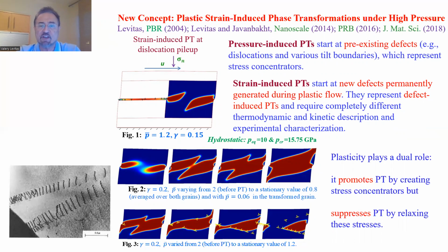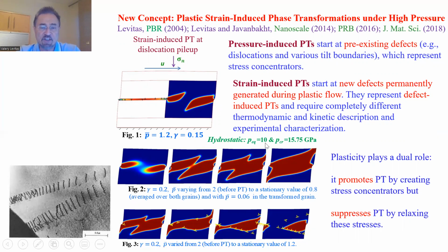But first, the point is that the high pressure community, before our paper, didn't realize that there are 2 completely different types of phase transformation. Pressure-induced phase transformation, which starts at pre-existing defects, which represent stress concentrators. And we now study strain-induced phase transformation, which starts at new defects permanently generated during plastic flow. And they represent defect-induced phase transformation. It requires completely different thermodynamic and kinetic description and experimental characterization.